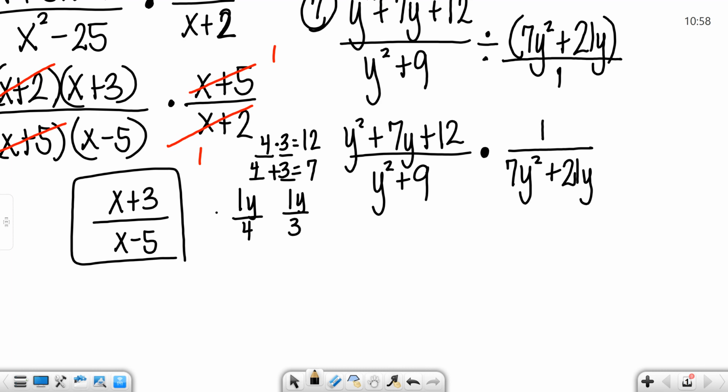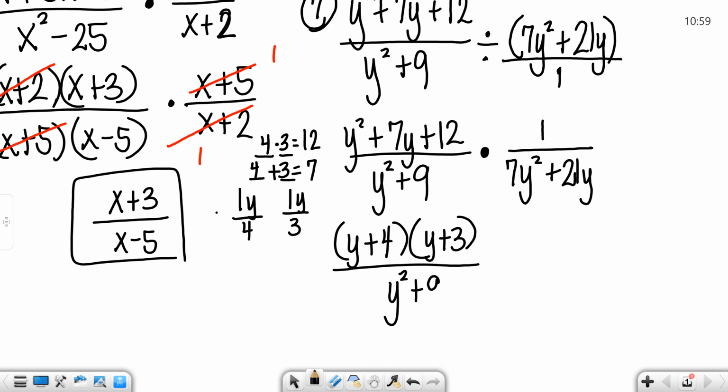If they can simplify, you do, and these cannot. So my factors for the numerator are y plus 4 times y plus 3. My denominator is y squared plus 9. There is no rule that allows me to factor that. Okay, there is no rule for sum of squares. There is only a rule for difference of squares, and this is not a difference. So that denominator cannot be simplified, cannot be factored. All right, the denominator on the right-hand side, I can factor out a 7y, and I'd be left with y plus 3.